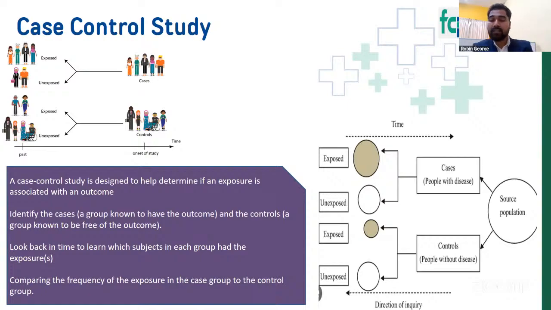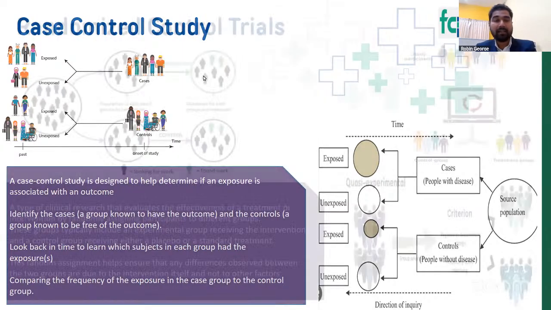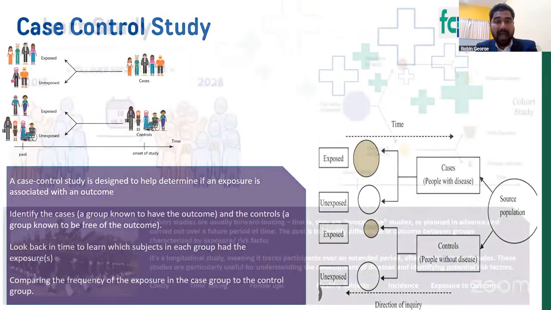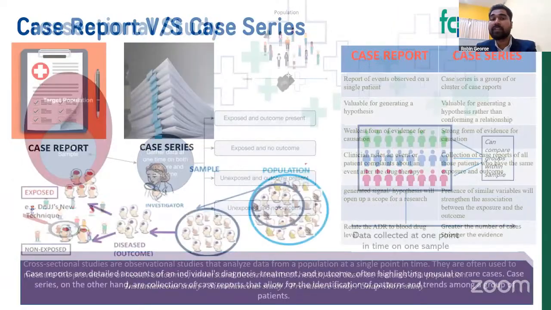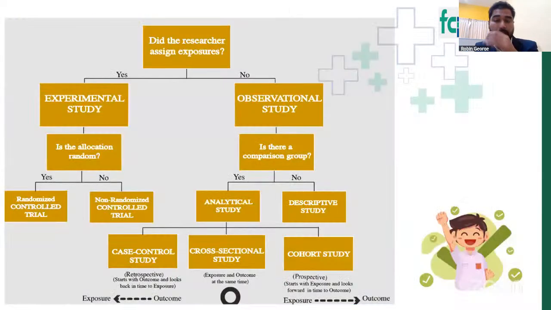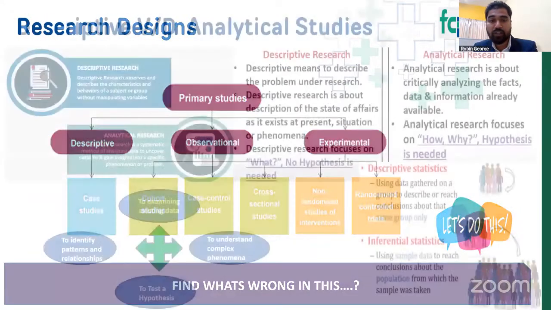So I hope you understood the basic differences between case control, cohort, cross-sectional, case report and case series. Have you understood? I guess yes. So by that, what is finished? The observational study designs are finished. So we can see that first picture.